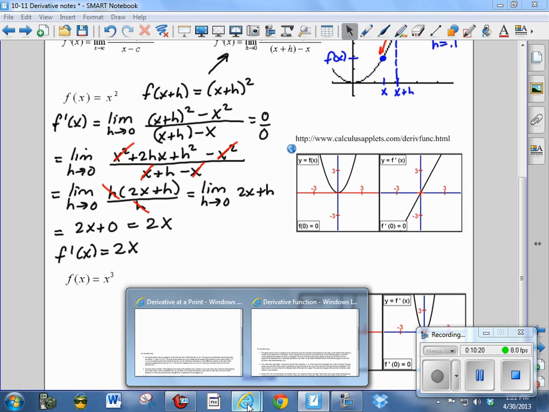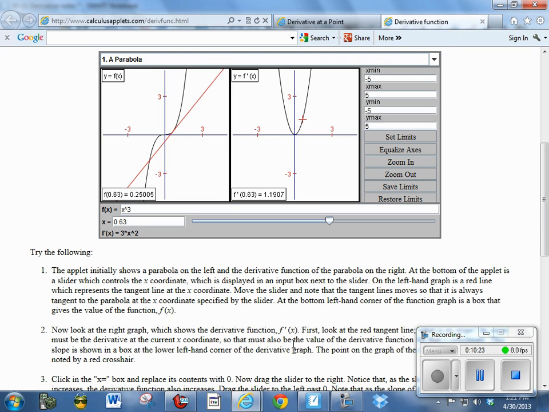And we're going to look at this, the x cubed function. I'm going to go back and make it x squared. Okay, so notice here that this is the function y equals x squared, and this is the function y equals 2x, or f prime of x equals 2x. They don't tell you the function, they just said y equals f of x. But this is x squared, and this is 2x.